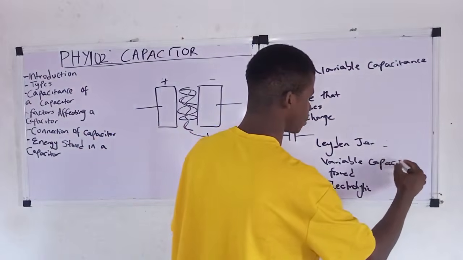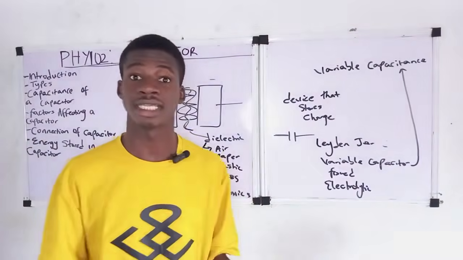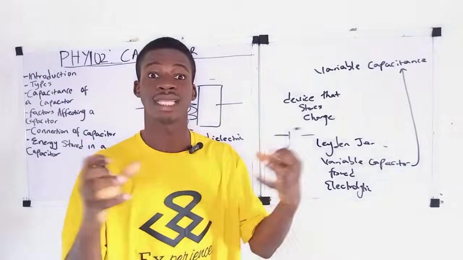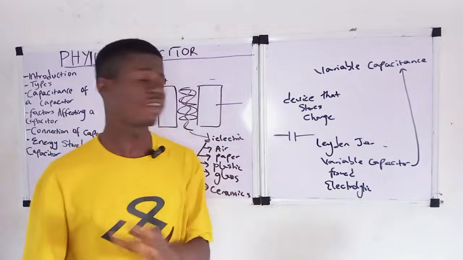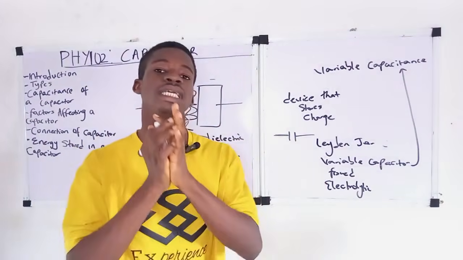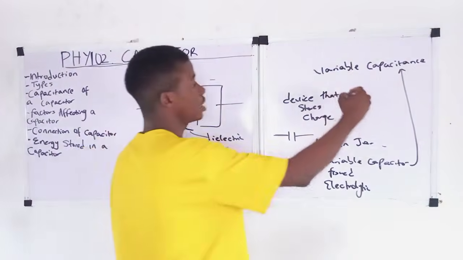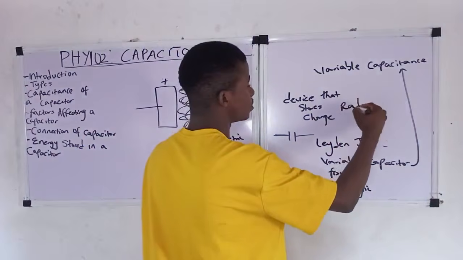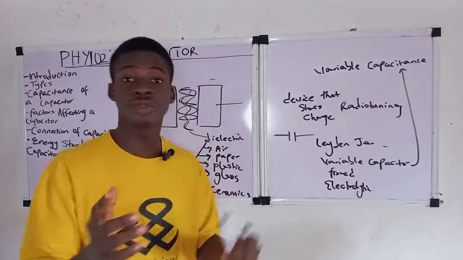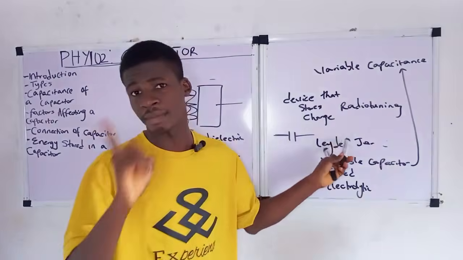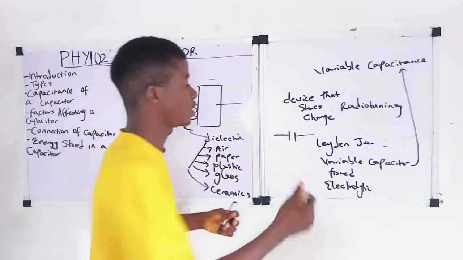A variable capacitor is a capacitor that has a variable capacitance. These capacitors are adjustable. Another thing you need to know about variable capacitors is that they are used in radio tuning. For this reason, a variable capacitor is also called a tuning capacitor.